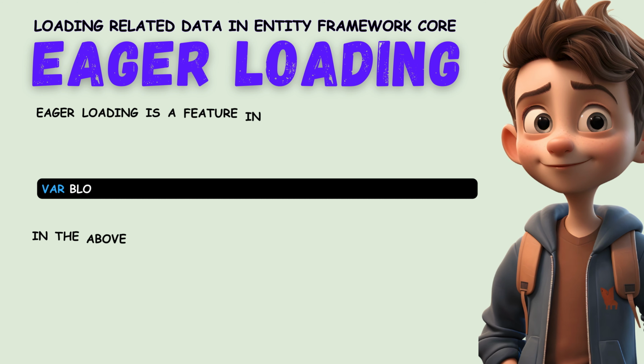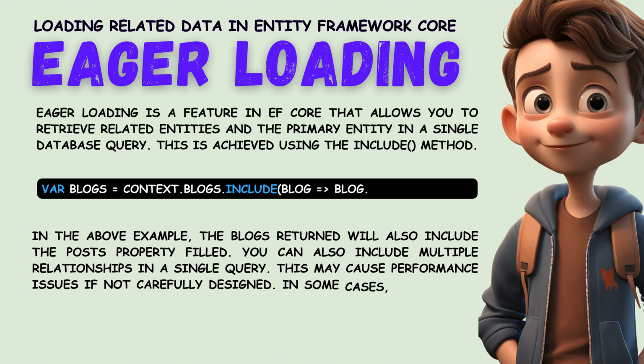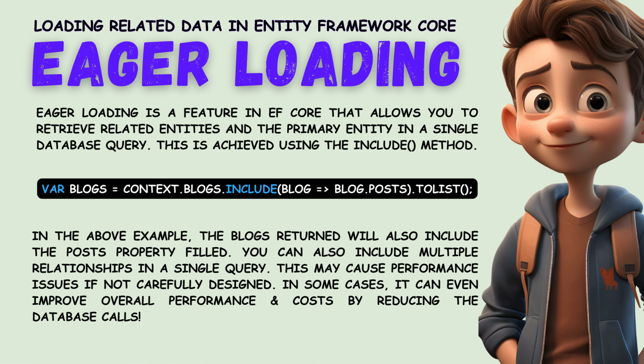Eager loading is a feature in Entity Framework Core that allows you to retrieve related entities and the primary entity in a single database query. This is achieved using the Include method. In the above example, the blogs returned will also include the posts property field. You can also include multiple relationships in a single query. This may cause performance issues if not carefully designed. In some cases, it can even improve overall performance costs by reducing the database calls.